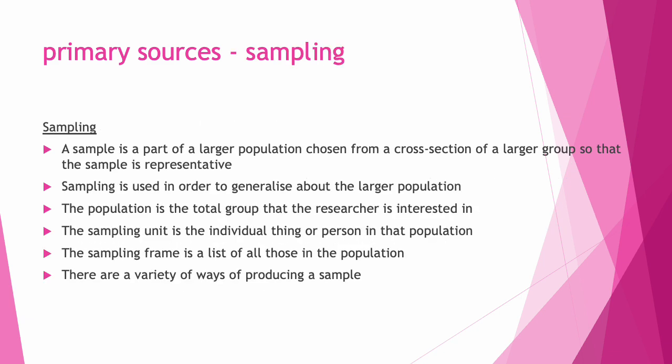A sample is a part of a larger population chosen from a cross-section of a larger group, so that the sample is representative. It is used in order to generalize about the larger population. The population is the total group that the researcher is interested in. The sampling unit is the individual thing or person in that population, and the sampling frame is a list of all of those in the population.